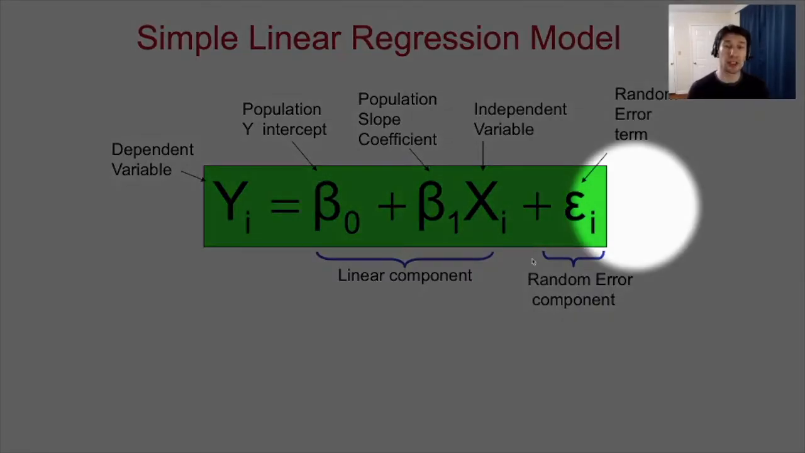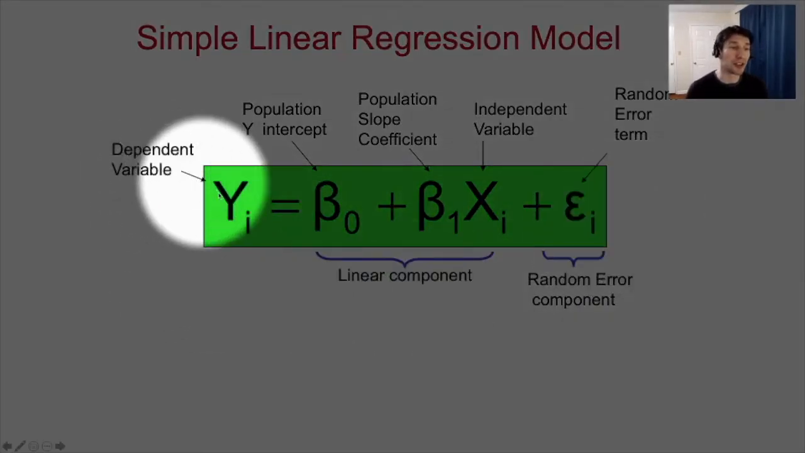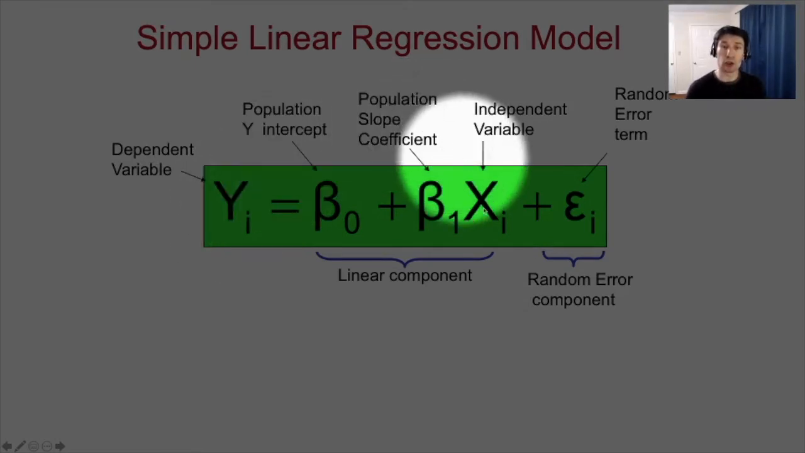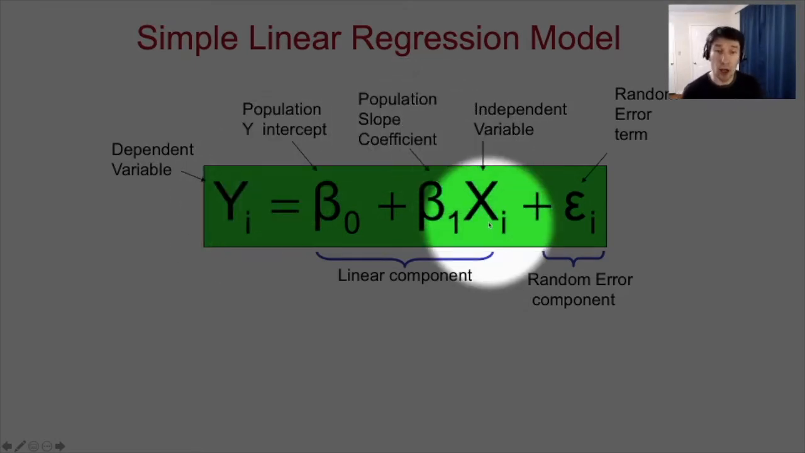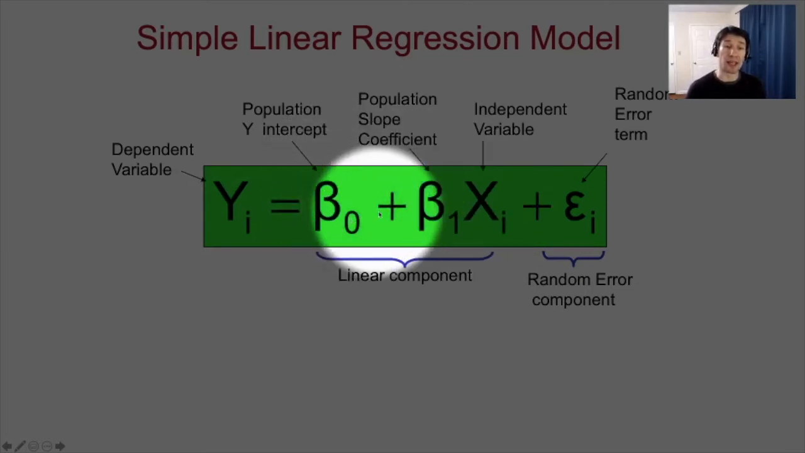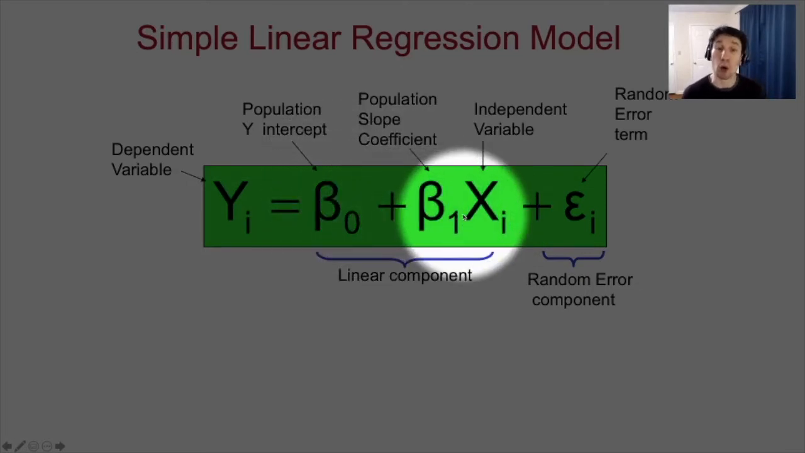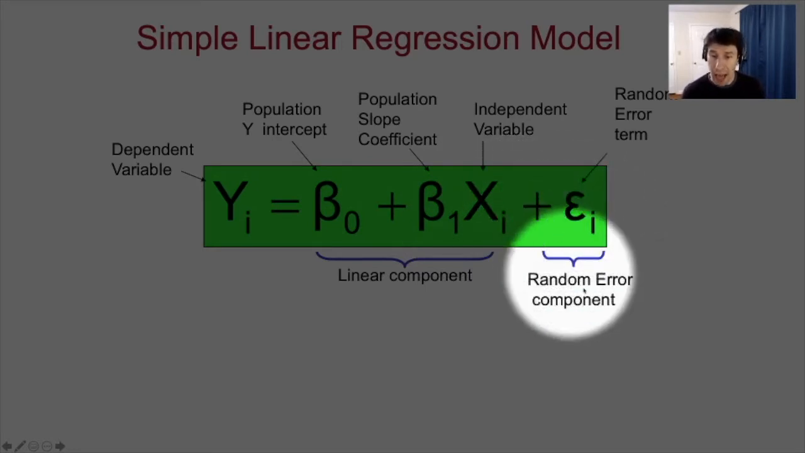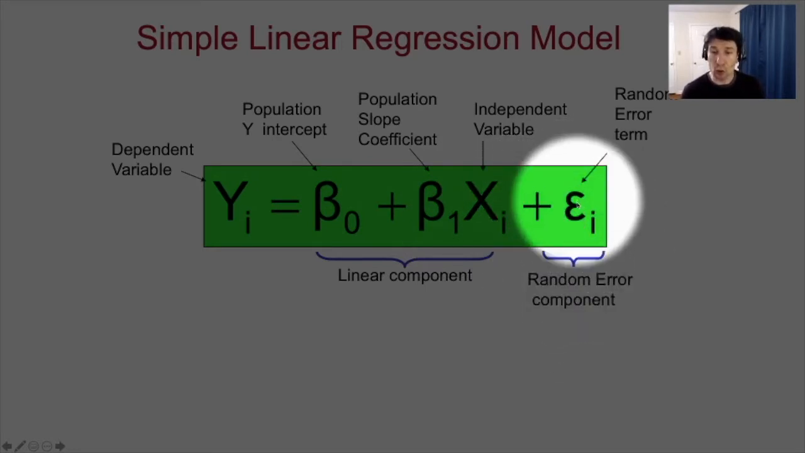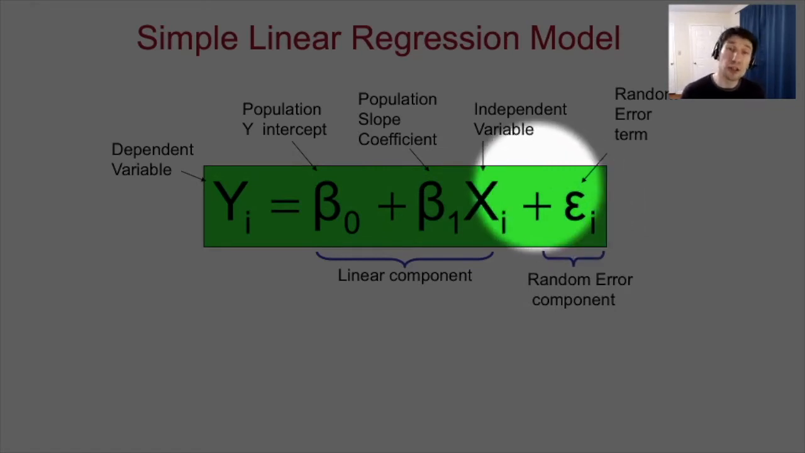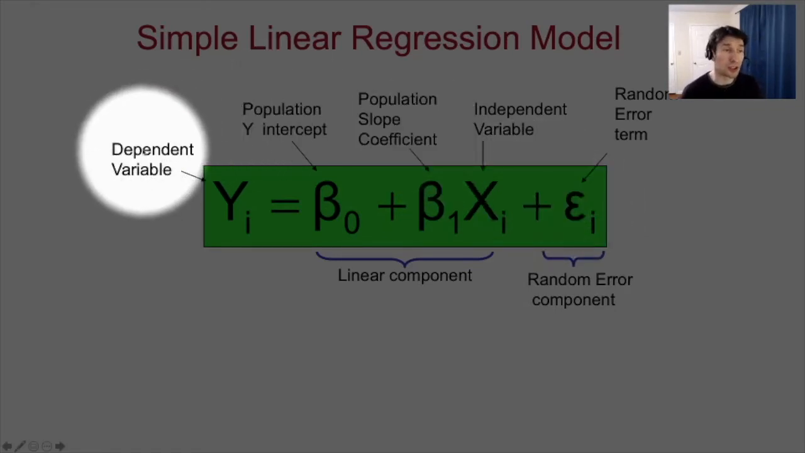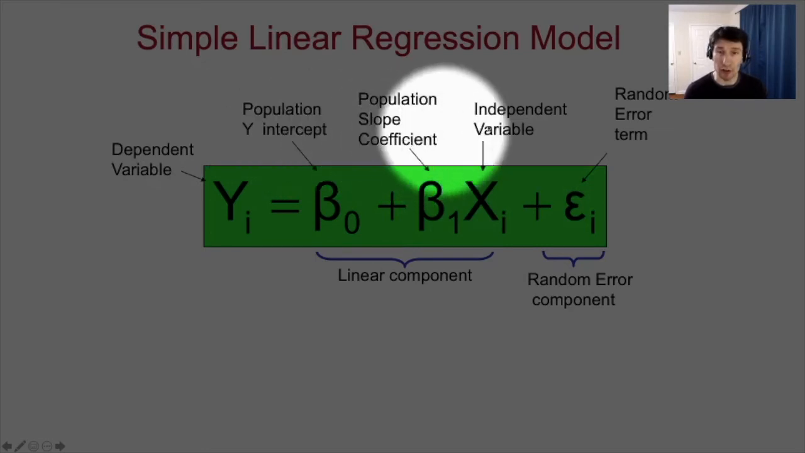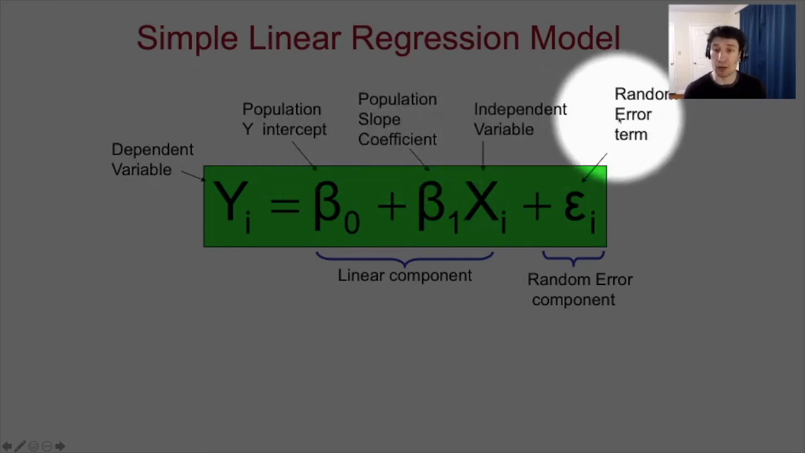The simple linear regression model is the equation that links the dependent variable yi to the independent variable xi with a linear equation, that is the linear component of the model, and an error, which is the random error component of the model. You need to be familiar with all these terms: the dependent variable, population intercept, population slope coefficient, independent variable, and random error term.